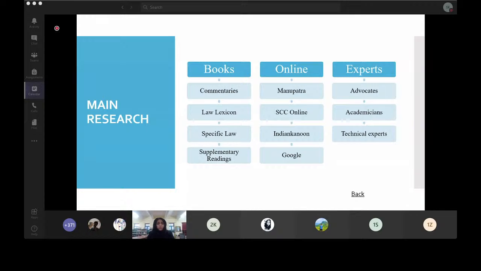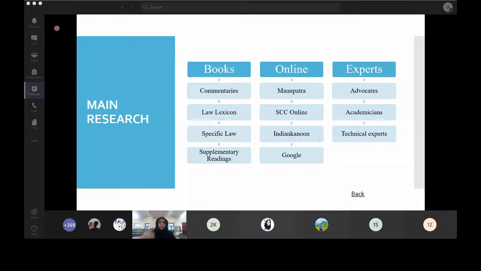Then you move on to the specific law. For example, if the problem is on IPR or transfer of property law, you take up those books, you read them again and again to understand which provision is relevant. Where does your remedy lie? Where can you prove the other party is wrong? So these books will help you. Then go on to the specific law.